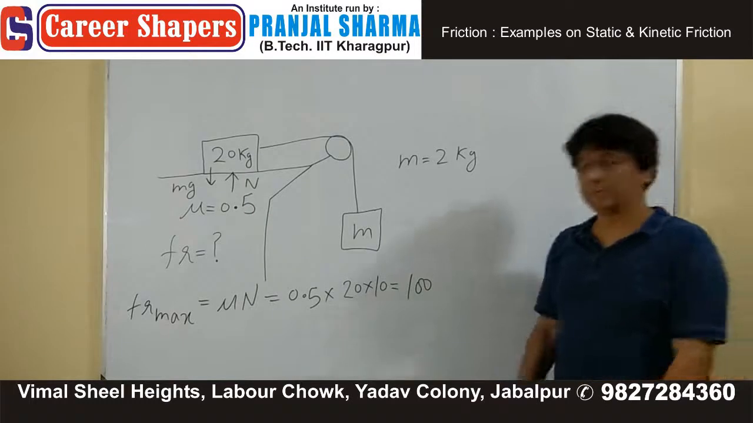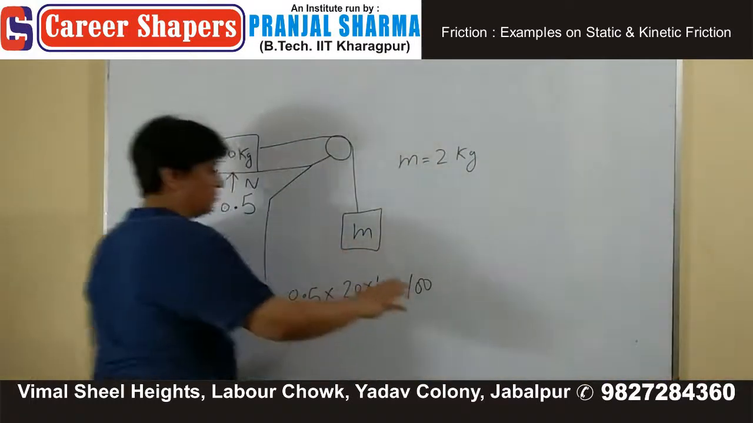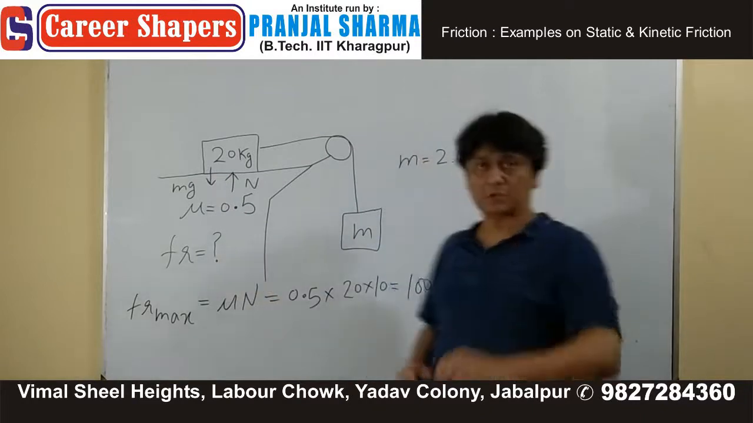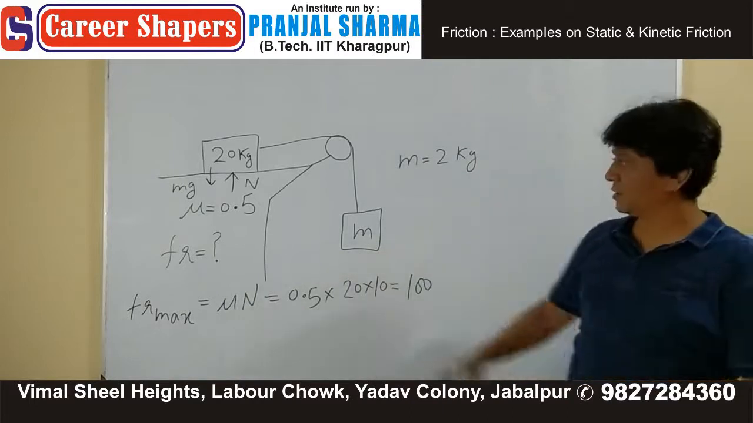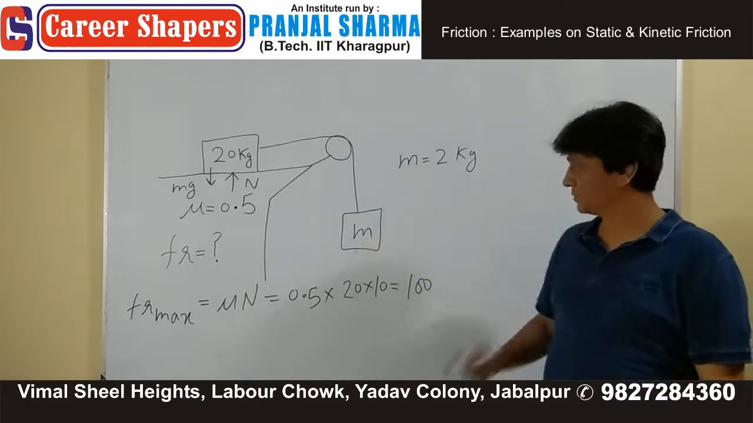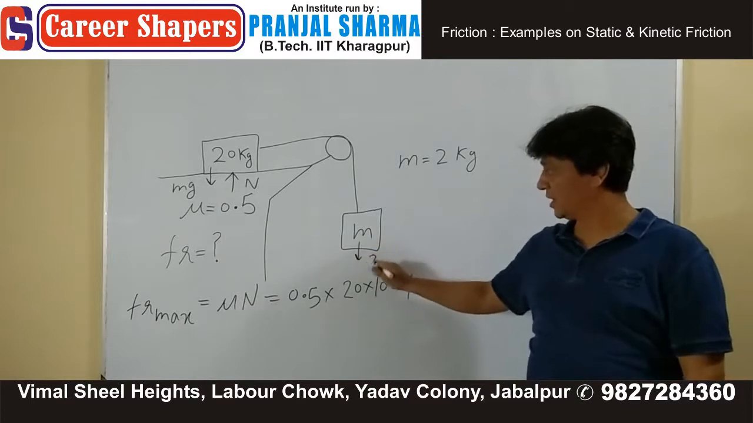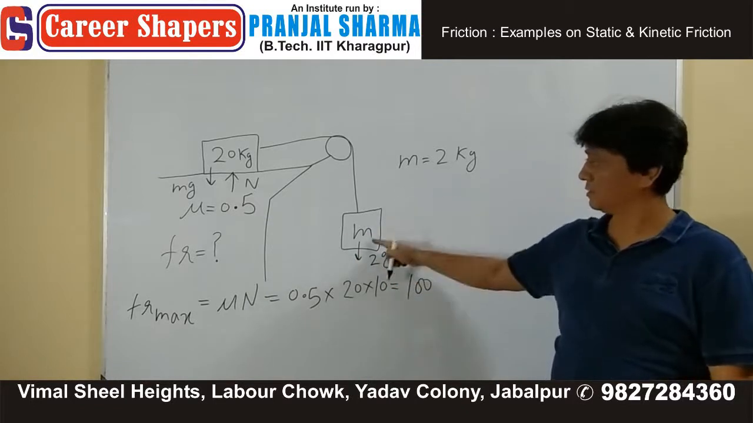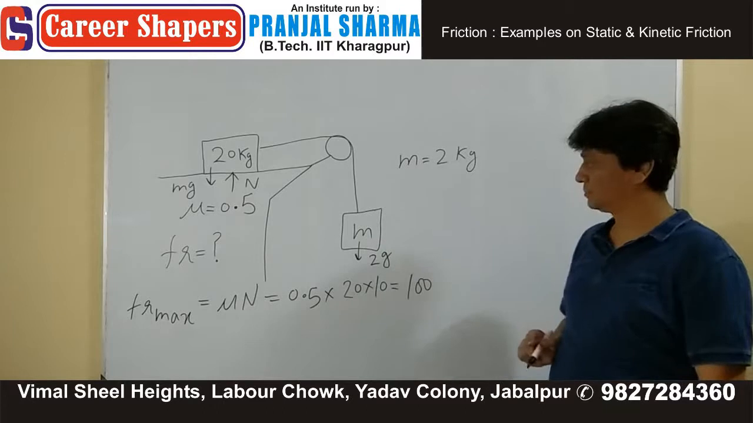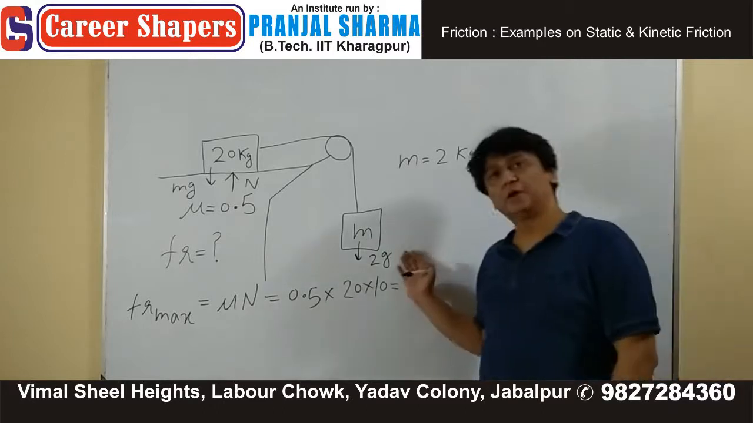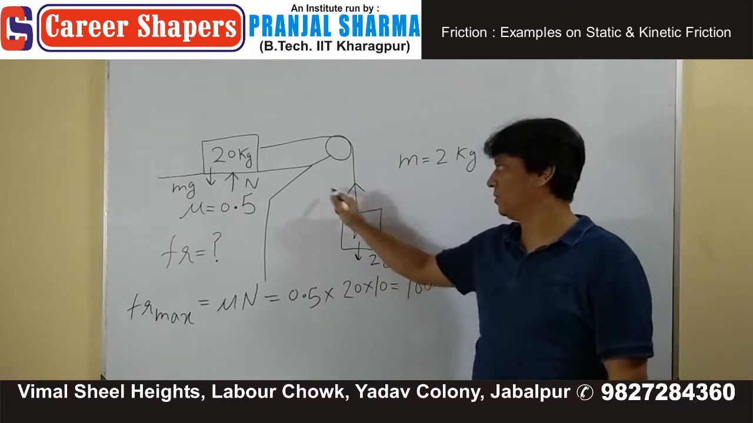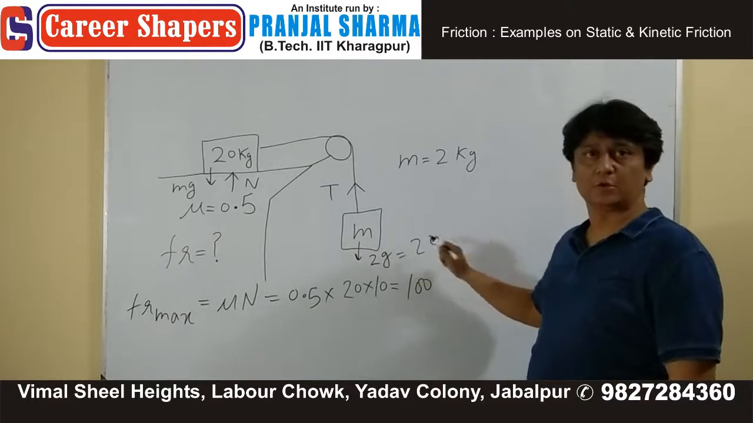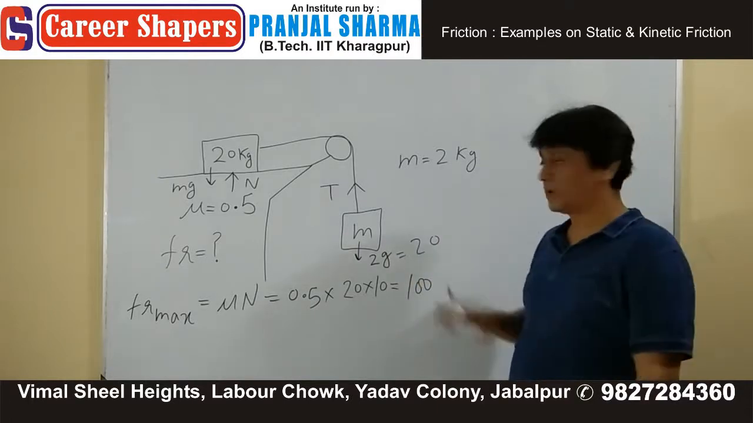अब ये लोग क्या करते हैं? Once you see 100, they write Fr as what? 100 only. Well, that's not the correct thing. Why? ये जो m है, अब इसको देखना, इस पर नीचे कितना लग रहा है? 2g. This m is 2. अब अगर ये 2g है, यहां क्या डेवलप होगा? टेंशन फोर्स T. What is 2g? 20. It gives you an idea कि क्या होने वाला है.